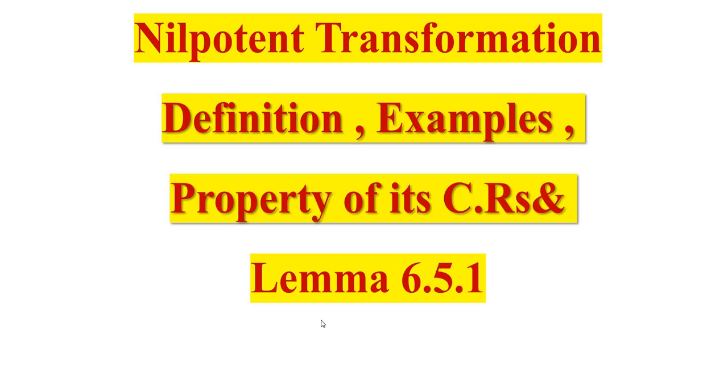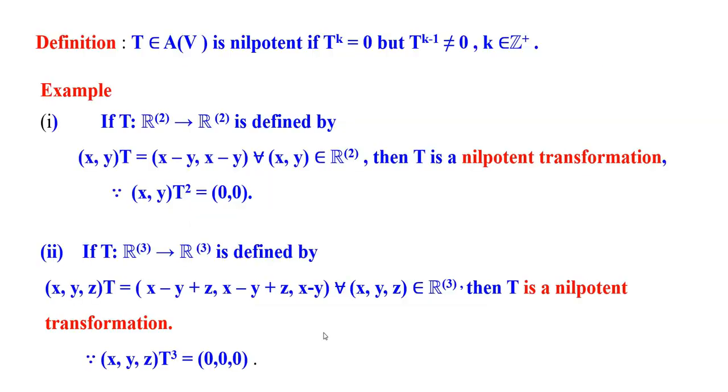In this video, we will see the definition, examples, and the property of nilpotent transformation and also Lemma 6.5.1. Now, a transformation T from a vector space V to the same vector space is nilpotent. See, if T is a linear transformation on V, we say that T is a member of A of V. So T is nilpotent if T raised to K is 0, but T power K minus 1 is non-zero.